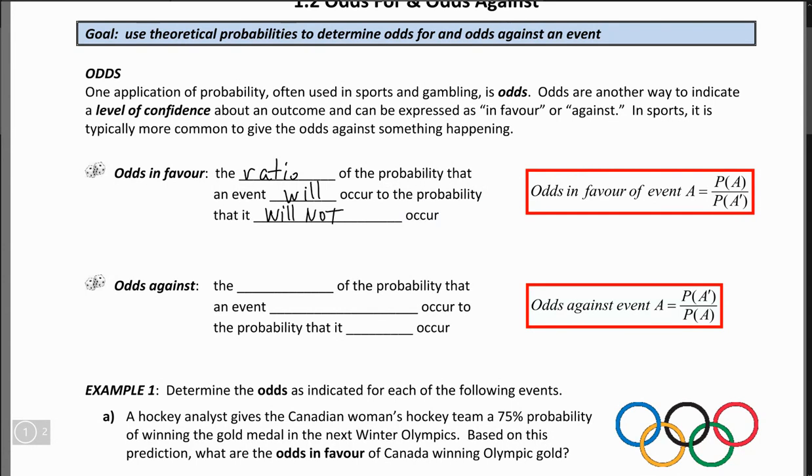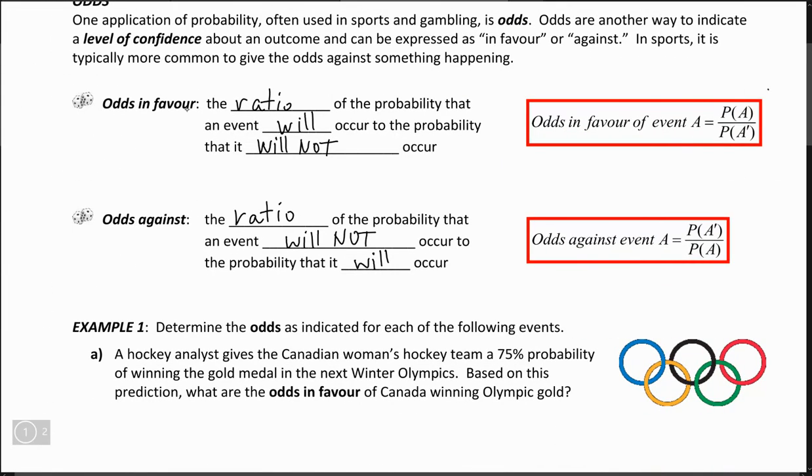...not occur. And the odds against is the ratio against another ratio of the probability that an event will not occur to the probability that it will occur. And these odds are given by the two formulas you see here. So the formula for the first one is the probability that the event will occur divided by the probability that the event will not occur, and that is the same thing as saying the probability of the complement event. Okay, and the odds against is the probability that the event will not occur, which is the complement, divided by the probability of the event occurring.